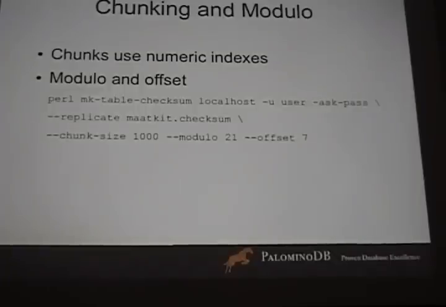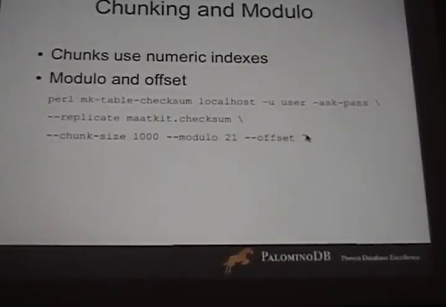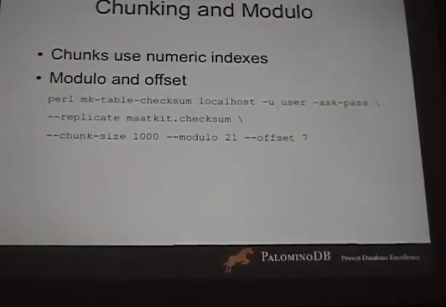So this is how you would use it. We've already done this mk-table-checksum replicate. You know the first 2 lines. The chunk size is 1,000. That's 1,000 rows. Modulo is 21. Offset is 7. Now the modulo could be different. Offset is 7, just starts at the 7th line. You can say start at 0, start at 1, and that's what you will end up doing. But as you'll see, you'll end up writing a script that just does this, increases the offset by 1, and then keeps going. So this is how you do it.